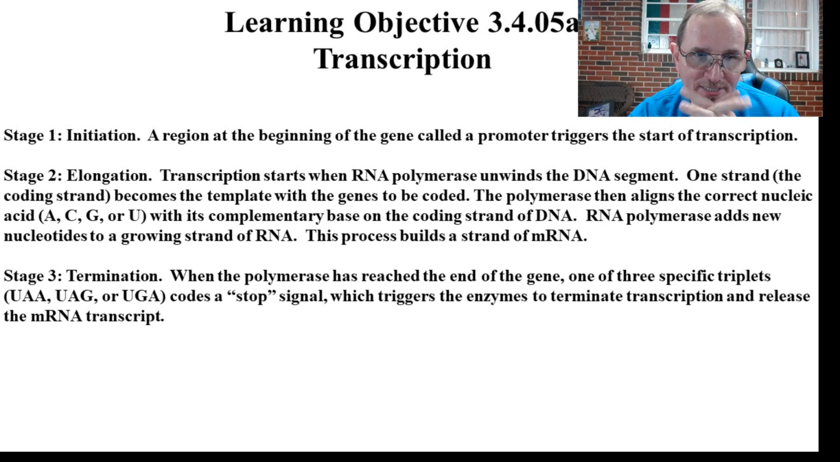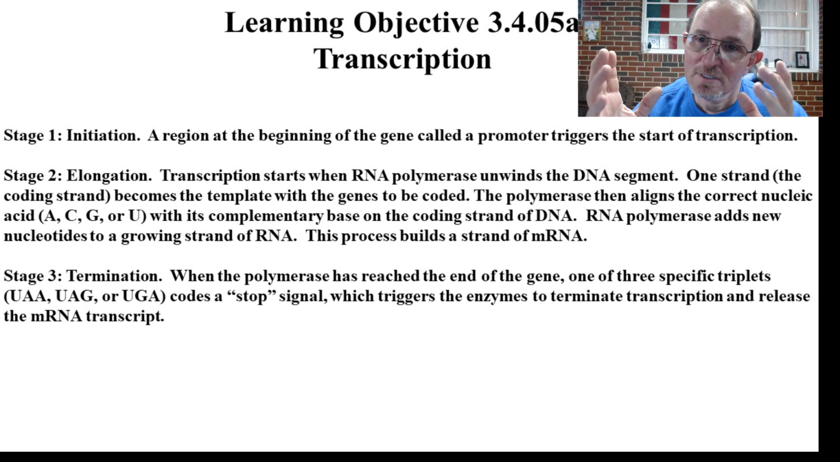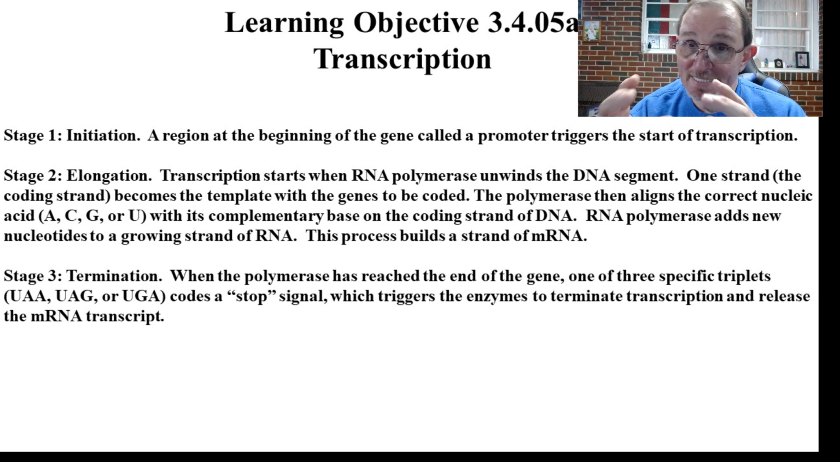But in any case, stage 1, the initiation. There's a certain part of the gene called the promoter region, and it's kind of the signal for the enzymes that make the copies, this is where to start. It's like a start here thing. Elongation, that enzyme is called RNA polymerase.